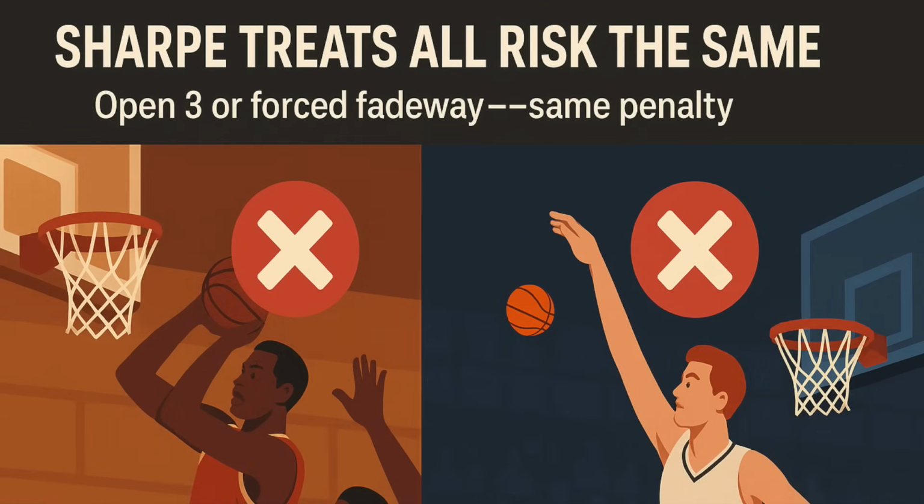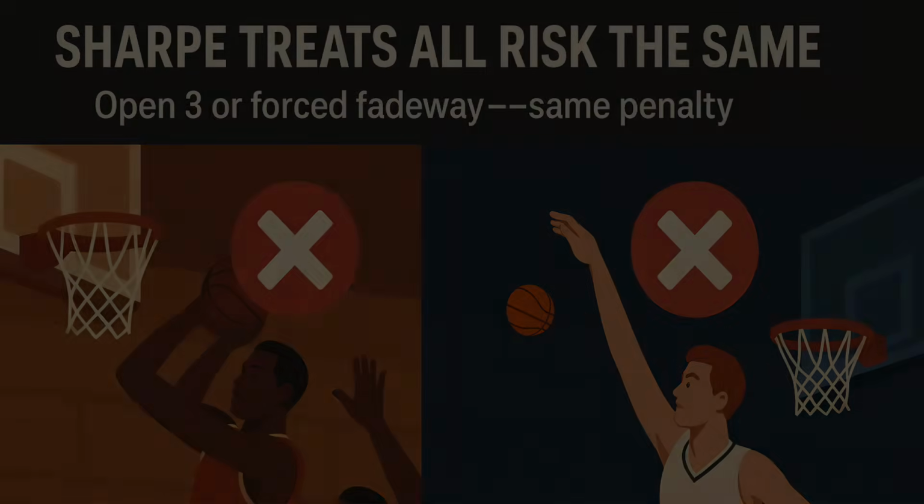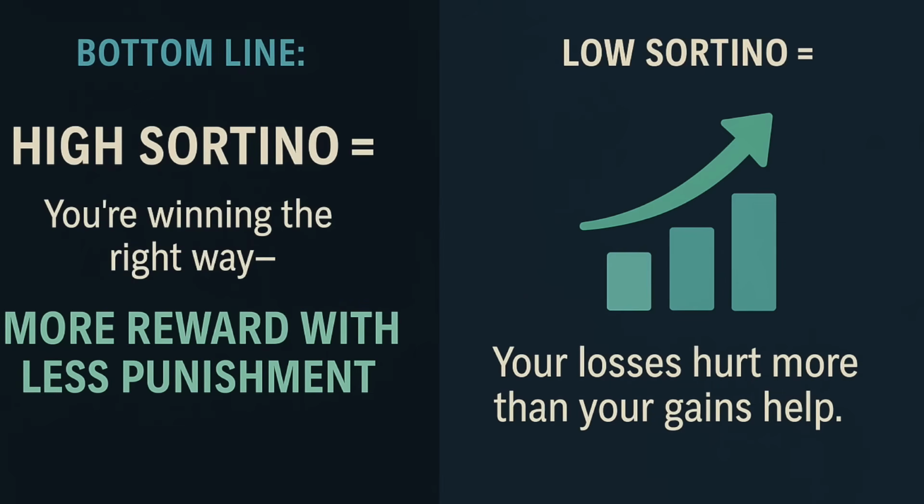But if your Sharpe ratio is higher than your Sortino ratio, that's obviously a red flag. It could mean that your portfolio is too volatile on the downside. You're taking big risk that your Sharpe ratio doesn't distinguish from your upside spikes. Here's the bottom line. High Sortino ratio strategies, you're winning the right way. More rewards with less drawdown and volatility. Low Sortino ratio strategies, your losses hurt more than your gains help over time.